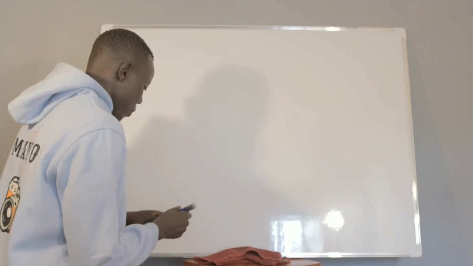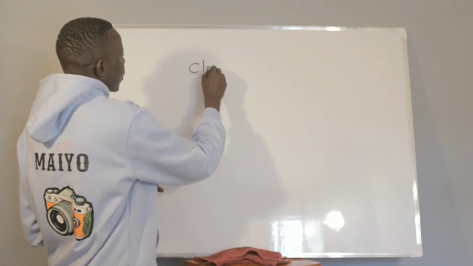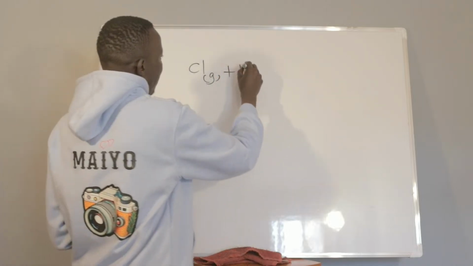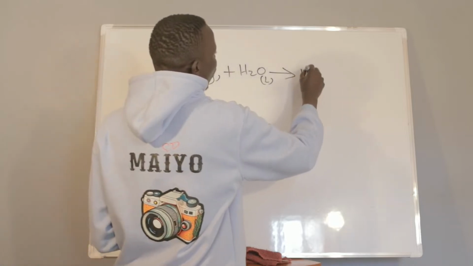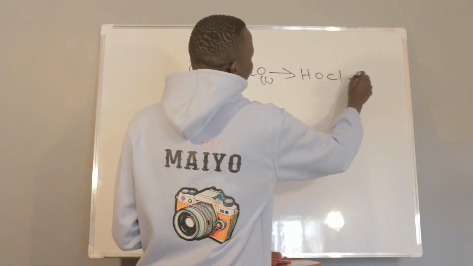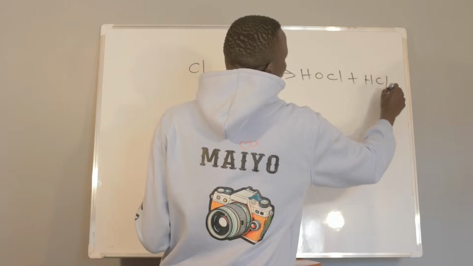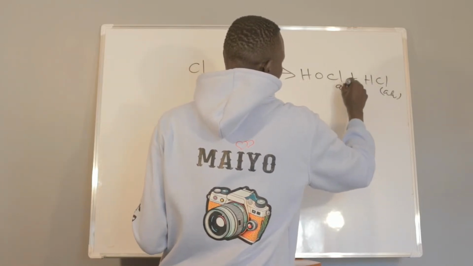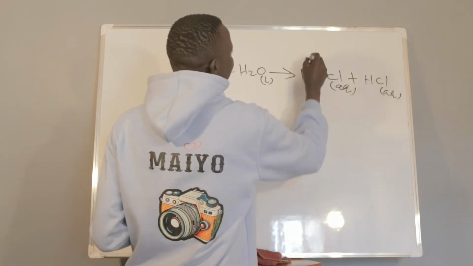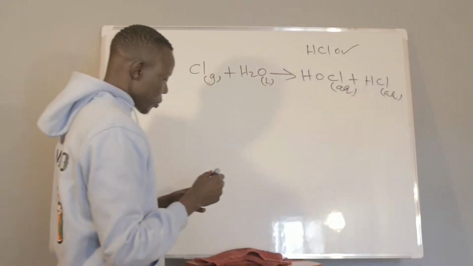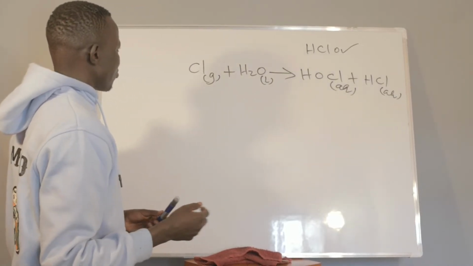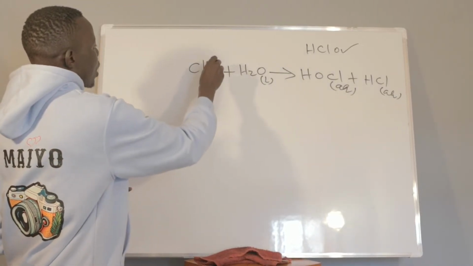Let me write this equation. Can you focus now? Look here. Chlorine gas plus water, which is liquid, will give us chloric one acid and hydrochloric acid. All of them are aqueous. This one, HOCl, some people will write it as HClO. It is still allowed. Let me see if it is balanced. Here first it should be a chlorine molecule.